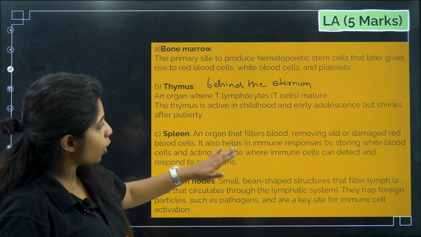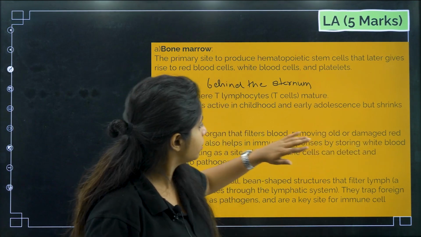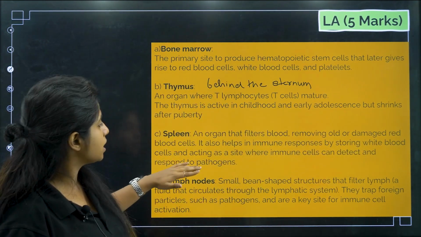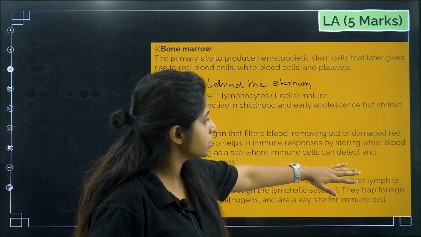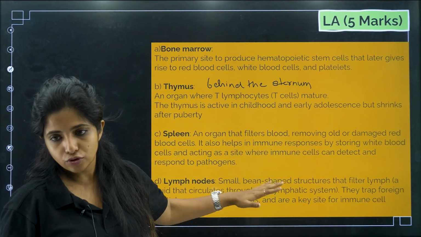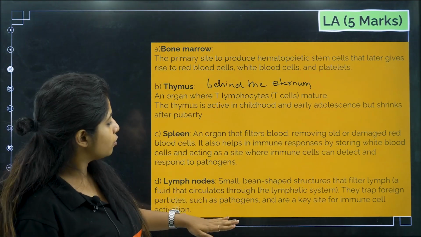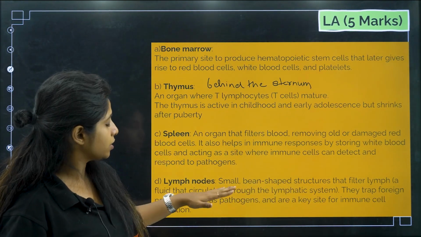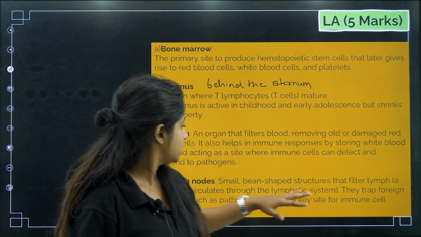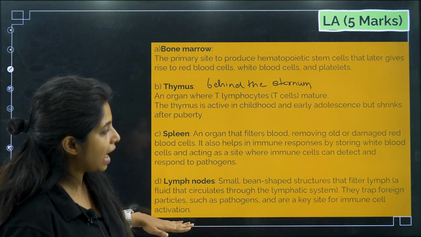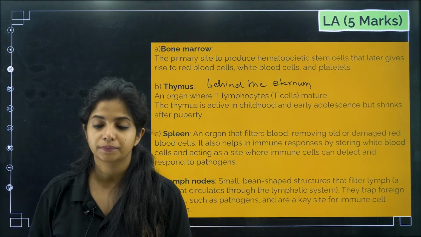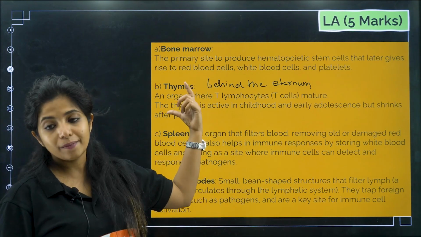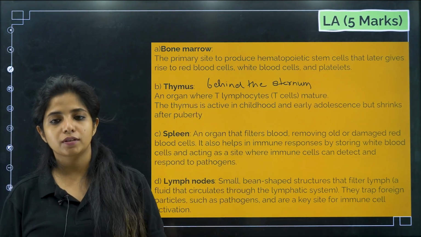Spleen is an organ that filters blood, removing old or damaged red blood cells. It also helps in immune response by storing white blood cells and acting as a site where immune cells can detect and respond to pathogens, just like what I said. Lymph nodes are small bean-shaped structures that filter lymph fluid that circulates through the lymphatic system. They trap foreign particles such as pathogens and are a key site for immune activation. So this is exactly what I said: two of them are primary, two of them are secondary lymphoid organs.